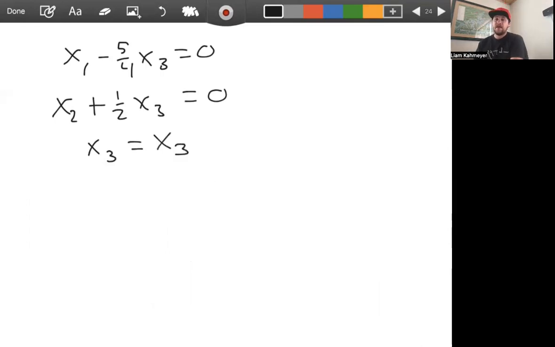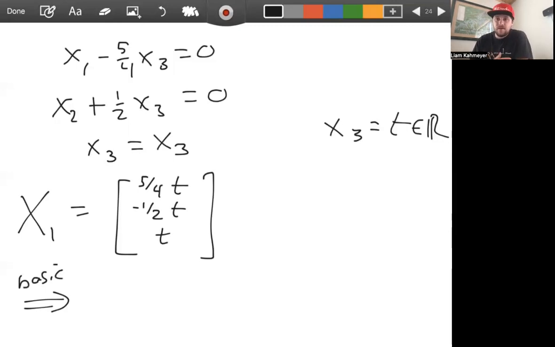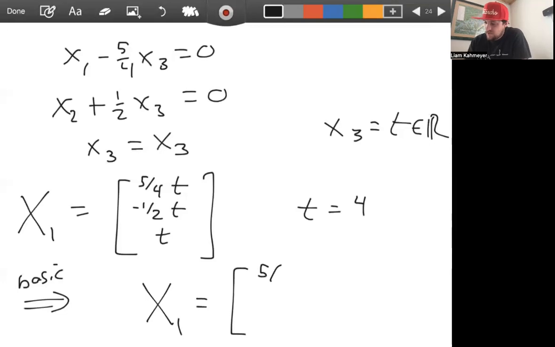So that tells me that x3 is equal to x3. So if we let x3 be the parameter t, then what is our family of eigenvectors? Well, we have to move that over. So it looks like we're going to get 5/4 t, -1/2 t, t, right? And then to get the basic eigenvector, we just find an integer solution to this. So let's let t equal 4. If we let t equal 4, then our eigenvector is going to be x1 equals 5, -2, and 4.